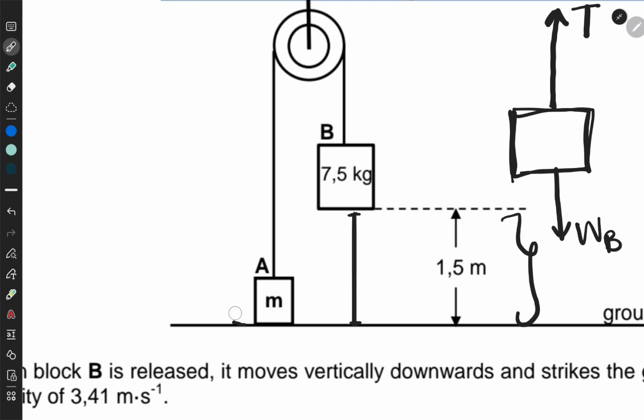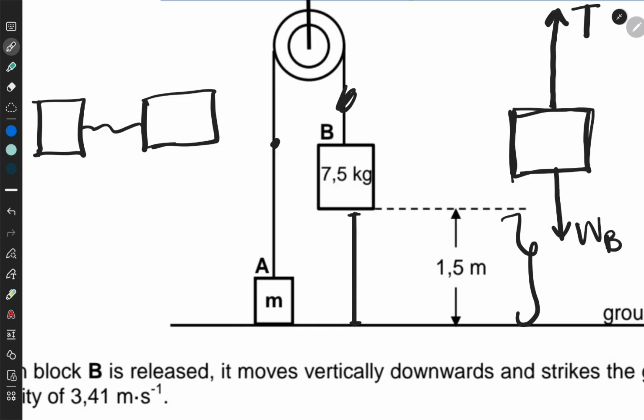But the issue here is, as block B moves down, it'll obviously drag block A with it. But when it hits the ground, block A will not immediately stop, because this is a flexible string. It's not a rod that will just stop immediately. It's like if you have two cars towing each other with a rope. That's why it's not recommended to tow another car with a rope. If the rope is tight, this is the car that's dragging the other one. This is car B, this is car A.